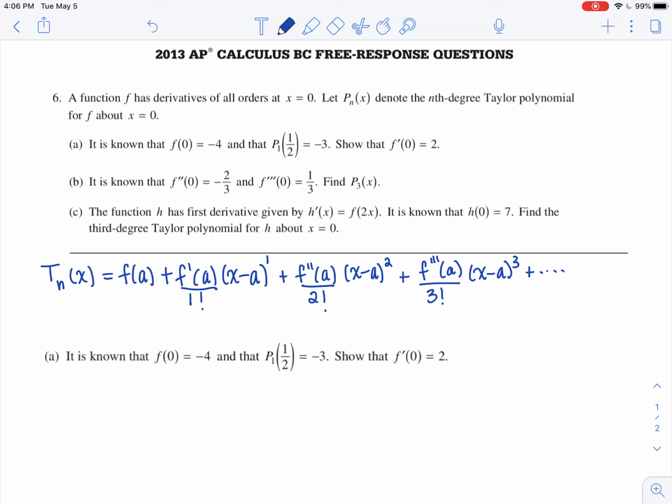If it is a Maclaurin polynomial, a itself is actually 0, and that's a majority of what we're working with in this question. So it says for the first one, it is known that f of 0 equals -4, and p sub 1 of 1/2 equals -3. So this is a little different than some of the ways we've done stuff before. It says show that f prime of 0 is equal to 2.